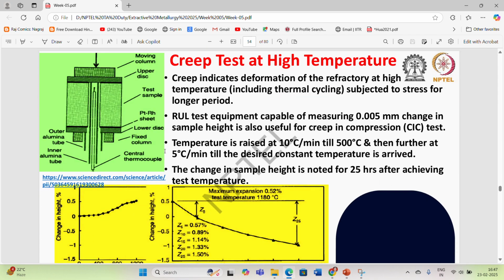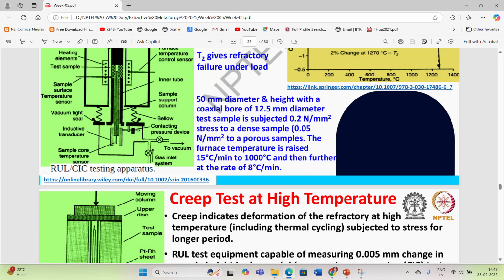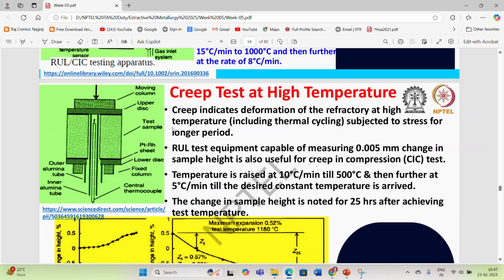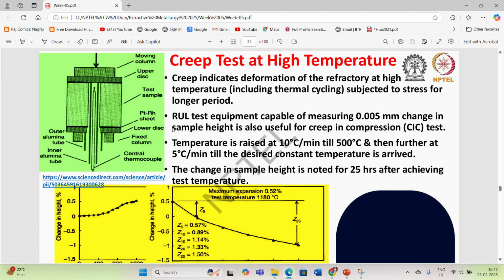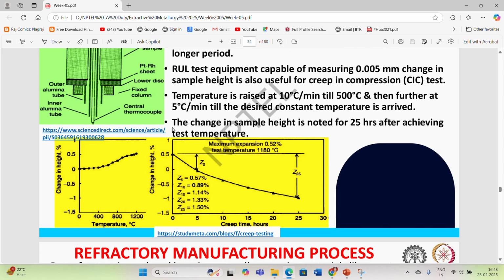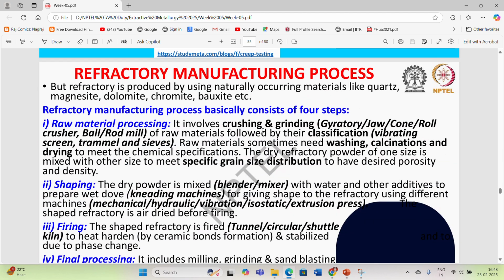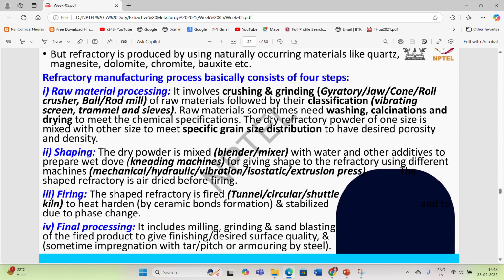Then creep test at high temperature. It is similar to the refractoriness under load test. It is similar to creep testing and UTM, or we can say hardness testing, as we do with alloy samples, or different metal samples, at room temperature. But in the case of refractive material, we perform the similar test at elevated temperature, around 1000 degrees Celsius or 2000 degrees Celsius according to our need. So, the refractive manufacturing process basically consists of four steps.